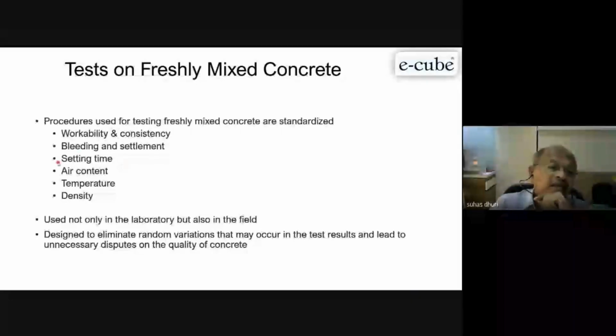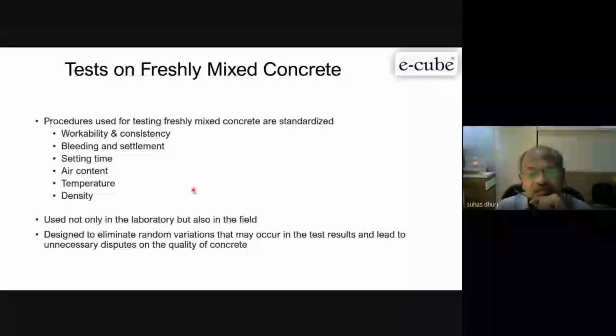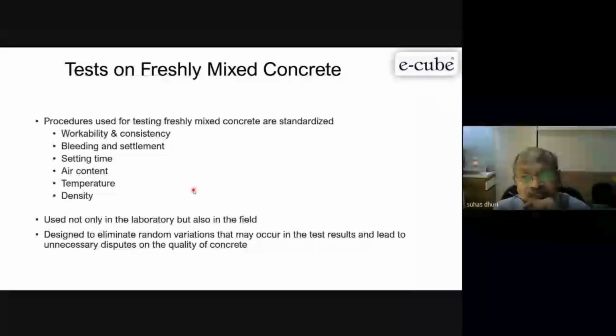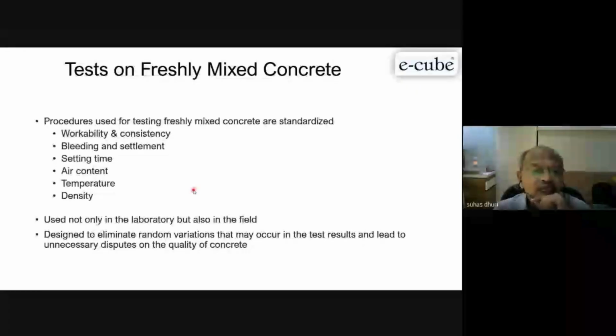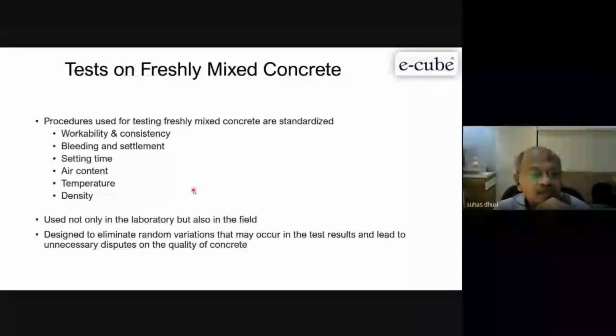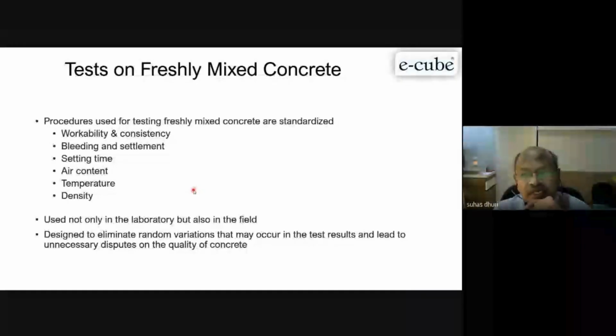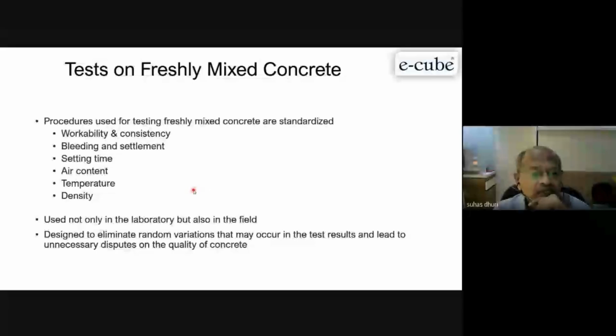Then air content, because when you are working in cold weather conditions, suppose in the Himalayas, Leh, Ladakh, where the temperature goes sub-zero, in the concrete itself you have to add some additional air. So one has to understand how to come out with that, and air content has to be entrained in the concrete as per the requirement for the ambient condition.